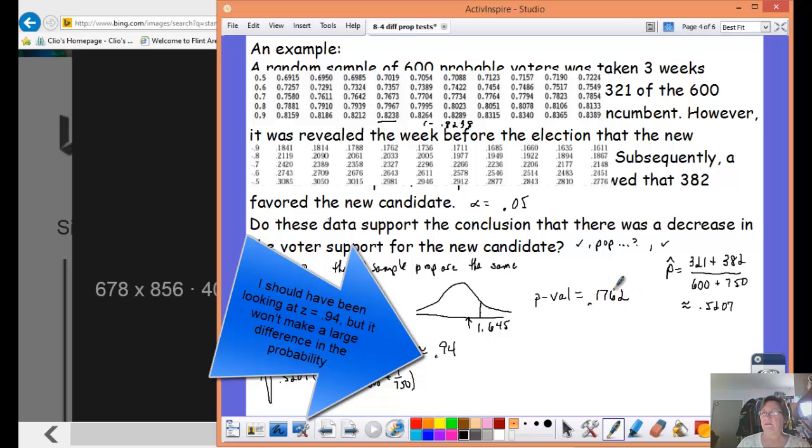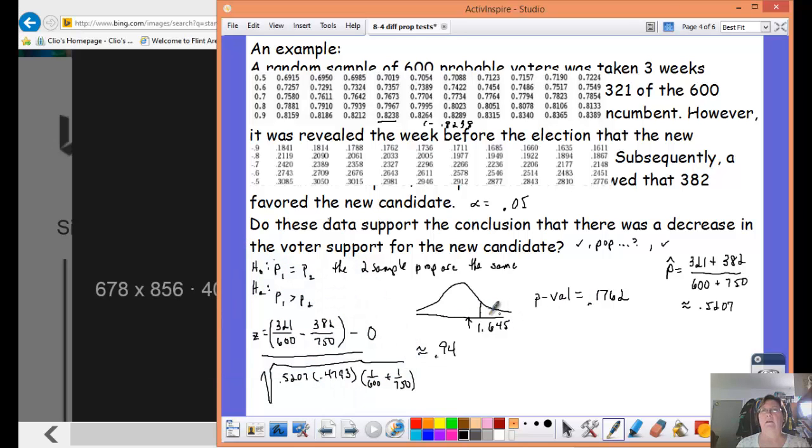0.1762. Alright, now it's time for our judgment. We've got our criteria. Step 1, we have our null and alternate hypotheses. Step 2. Step 3, create this statistic. Now our judgment is coming, and we have two ways to say this. We did not fall in the critical region. We didn't land out in the shady. And our p-value is larger than alpha. We're testing at 0.05. So we must fail to reject here.